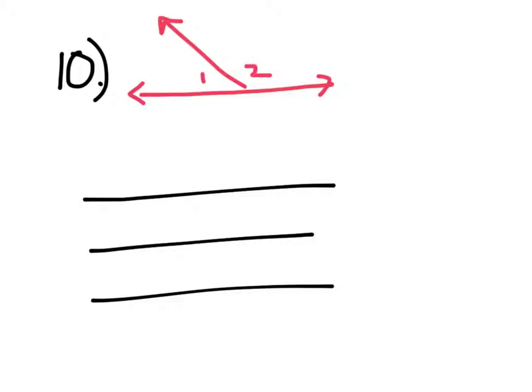Okay, so let's look at 10 and see what kind of angles we see here. I see that we've got a pair of adjacent angles. Angle 1 and angle 2 are adjacent because they share the same ray and the same common vertex. So I already know that these 2 are adjacent angles. Okay, but what else are they?